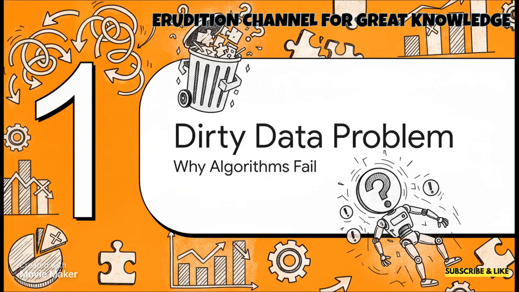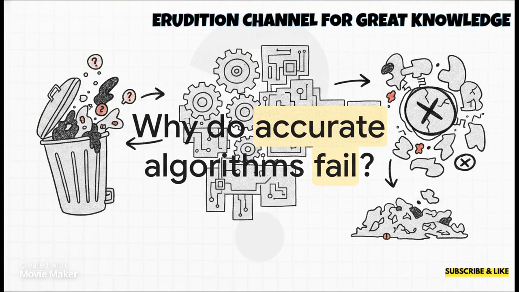All right, Section 1, the dirty data problem, or, why algorithms fail. We honestly see this all the time in business intelligence. A team builds this brilliant, highly sophisticated algorithm, but the results it spits out are completely unreliable. So we really have to ask ourselves, why do these seemingly perfect algorithms fail? Well, the answer almost always points away from the math and directly toward the quality of the data itself. It's literally the classic garbage in, garbage out scenario.